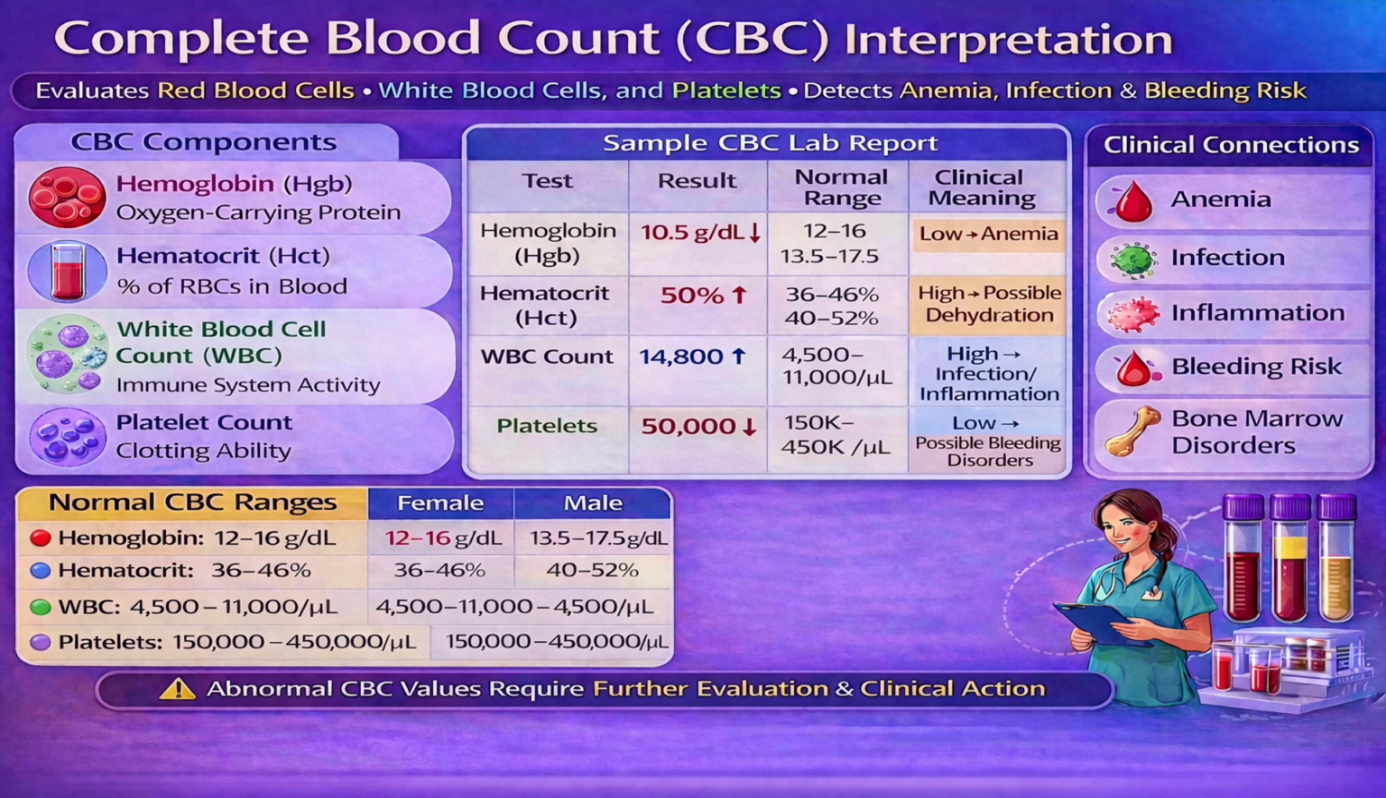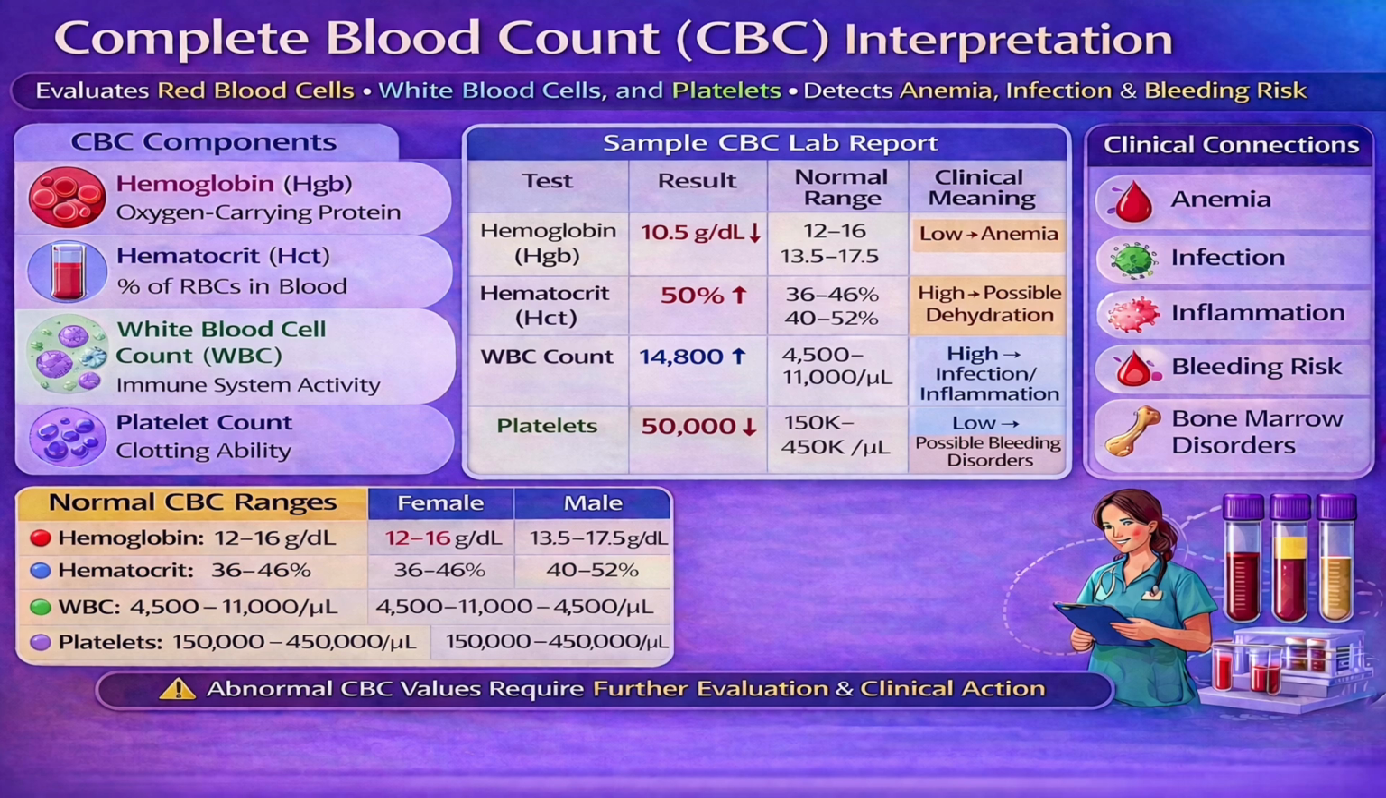Notice how the abnormal values in the report correspond directly to the clinical meaning shown in the right column. The CBC also measures the white blood cell count, or WBC, which reflects immune system activity. Elevated white blood cell levels may occur during infection or inflammation as the body responds to invading pathogens.